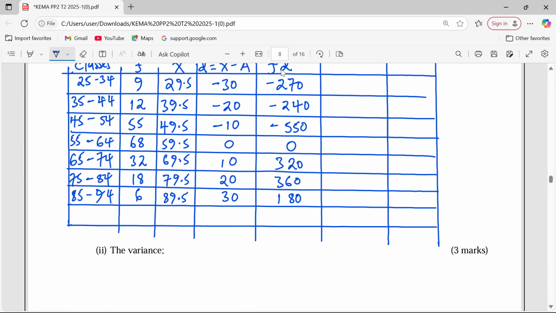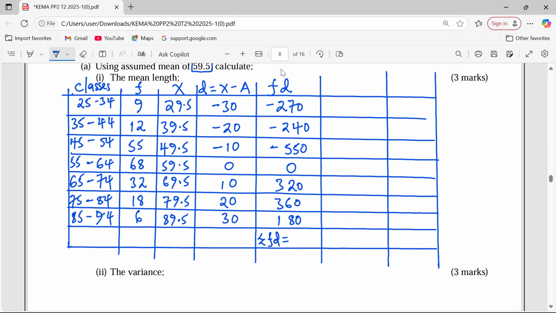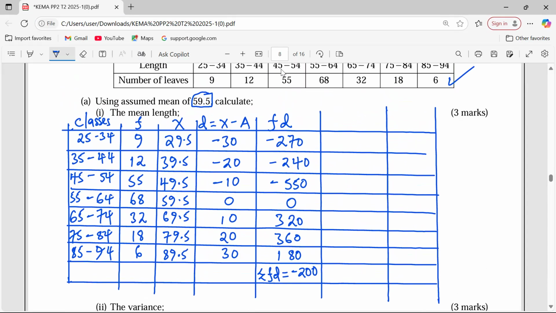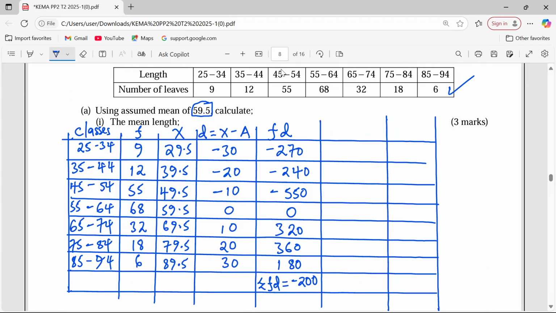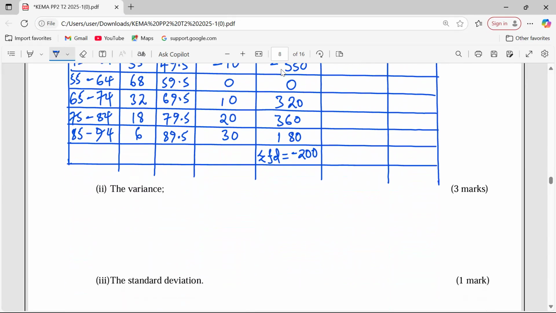After this, let me talk about the sum of fd. When I add up everything, I get negative 200. So with this, we can find the mean, which is part 1. The mean of x is usually given by the assumed mean plus the mean of fd, which is the summation of fd over the summation of f.